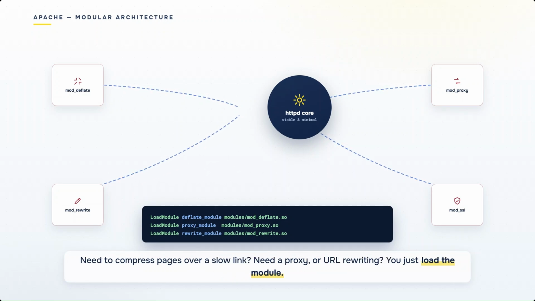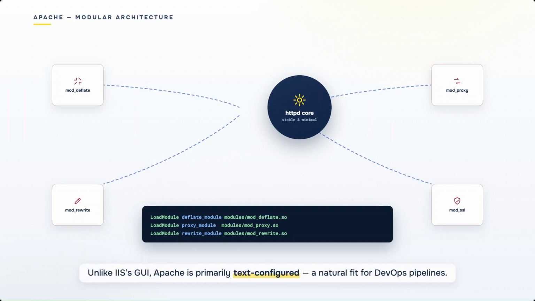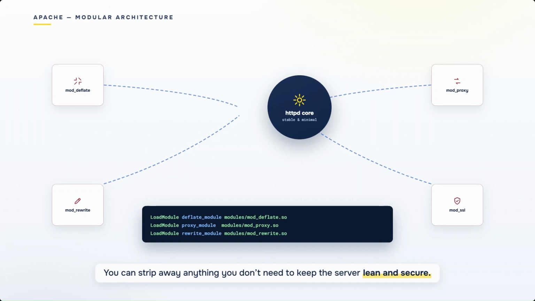Architecturally, Apache keeps its core engine highly stable by offloading features onto a vast library of compiled modules. Want to compress web pages over HTTP to speed up a slow connection? Need a proxy or URL rewriting? You just load the necessary module. Unlike IIS's graphical approach, Apache is primarily text configured. This makes it a natural fit for automated DevOps pipelines and lightweight deployments, letting you strip away unneeded modules to keep the server lean and secure.